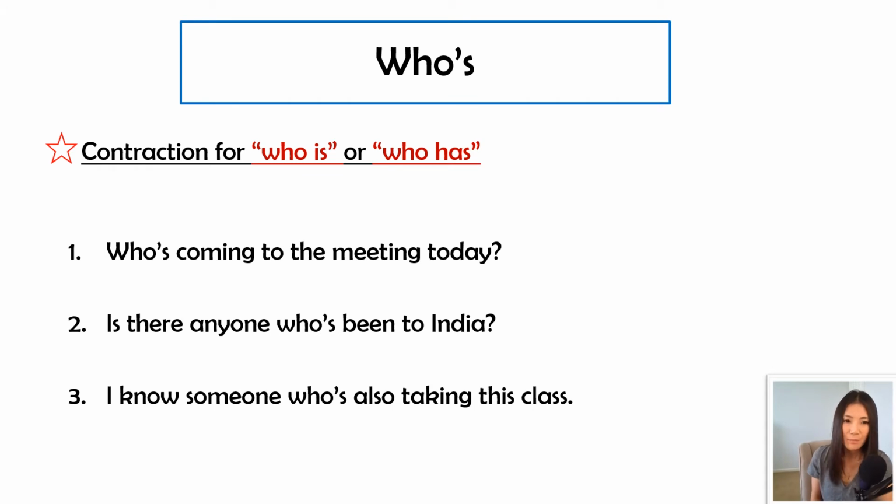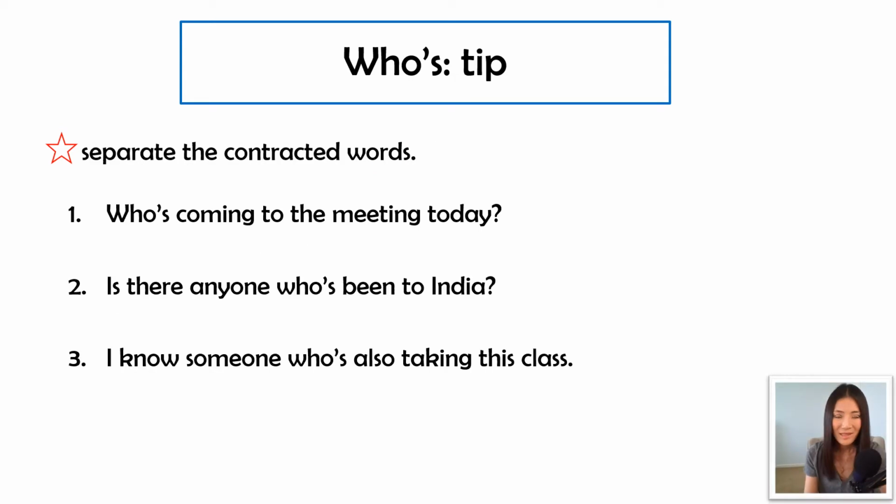Here are some examples of whose with the apostrophe S. Number 1, who's coming to the meeting today? Number 2, is there anyone who's been to India? Number 3, I know someone who's also taking this class. Something you can do to make sure that you've used the correct whose is separating the contracted words. So separate whose into who is or who has.